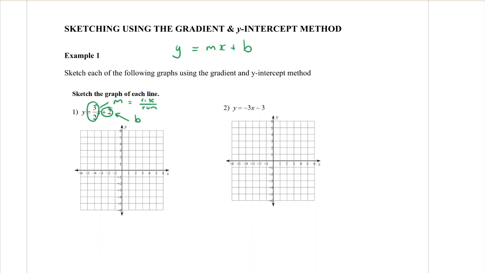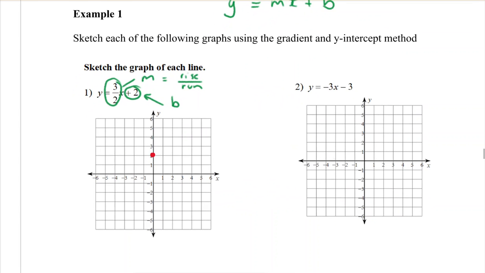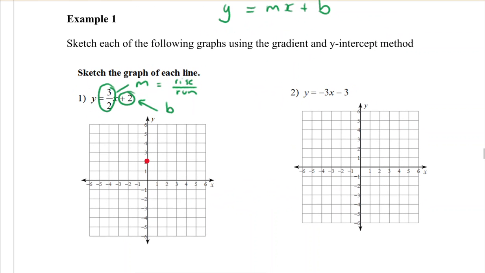All you have to do is go to your y-axis, that's why it's called a y-intercept, because y-axis, and you want to find the number 2 and you want to put a cross or a dot there. Let me make this bigger, there we go. Then this part is a little bit trickier.